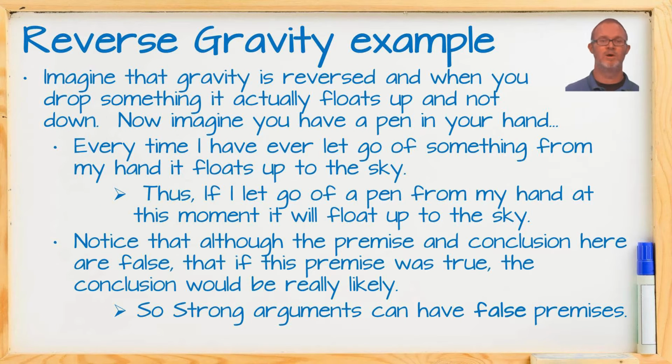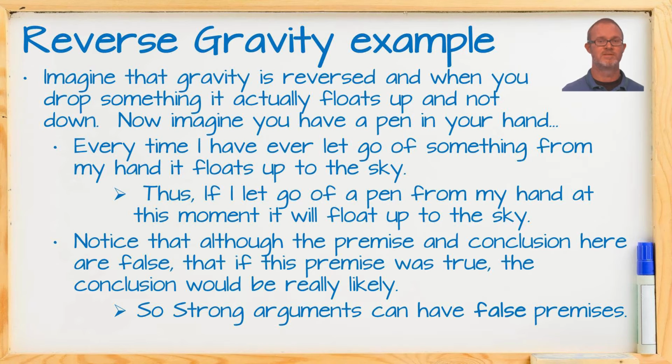The next point we'll make, we will look at an argument that happens to be strong, but is also based upon a false premise and a false conclusion. Again, with strong arguments, it's not so much whether the premises and conclusion are true or false, but how they connect to each other that makes them strong. So this is what we call the reverse gravity example. Imagine that gravity on Earth was actually reversed. And so when you drop something from your hand, it floats up into the sky and not down. Now imagine that you have a pen in your hand. The premise goes: every time I've ever let go of something from my hand, it floats up to the sky. And so I conclude that if I let go of this pen from my hand at this moment, it will float up to the sky.